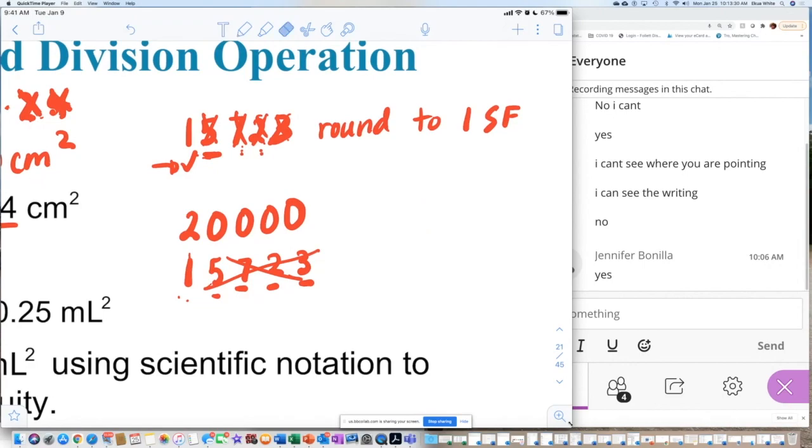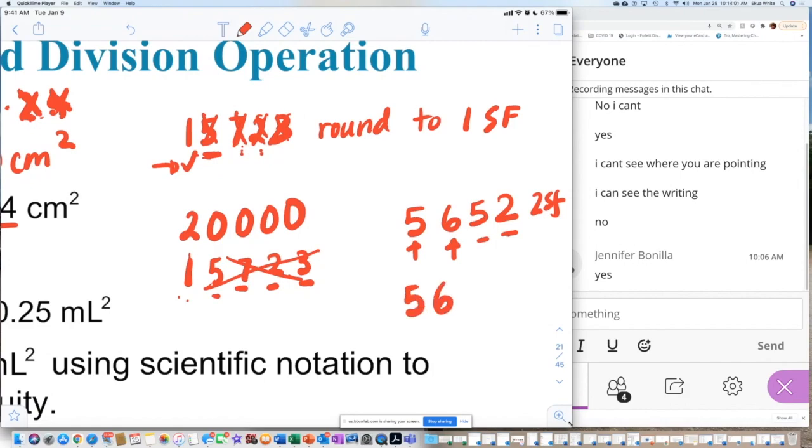Let me try a different number. If you had 5, 6, 5, 2, and they said round this to 2 significant figures. Okay, this time is 2 significant figures, so you're counting from the left. This number makes it. This number makes it. These two don't make it. Okay? So you're going to write 5. You're going to write 6.